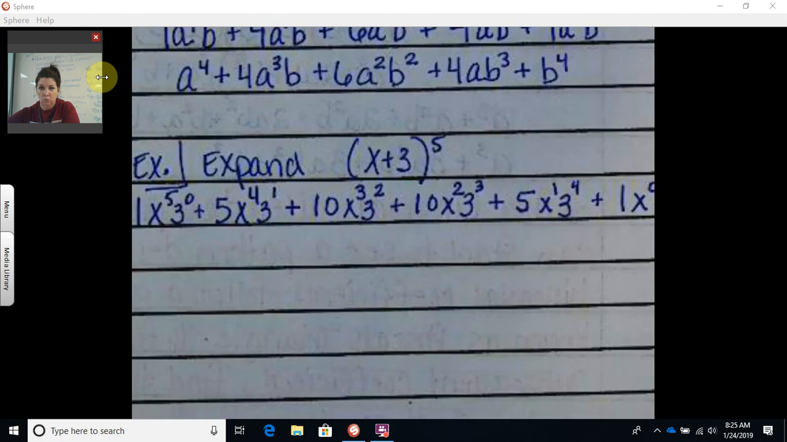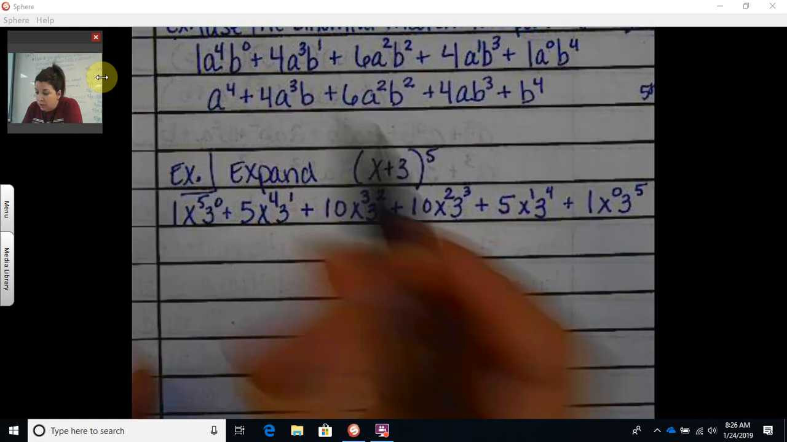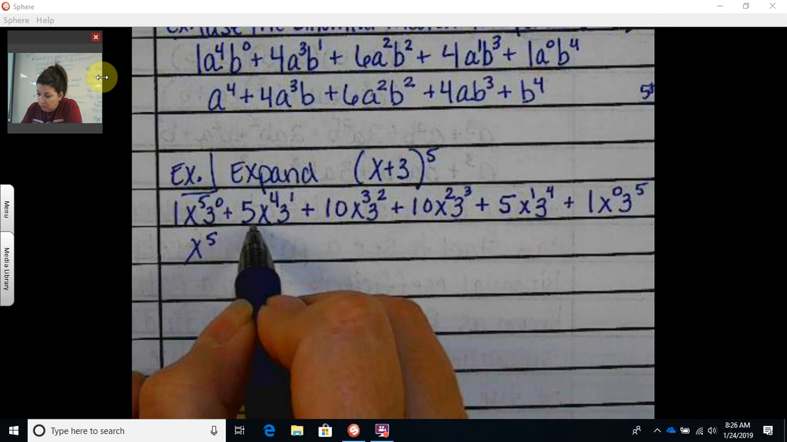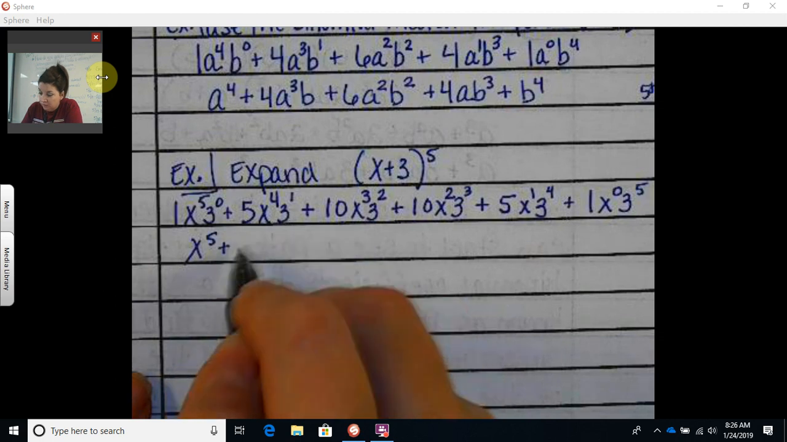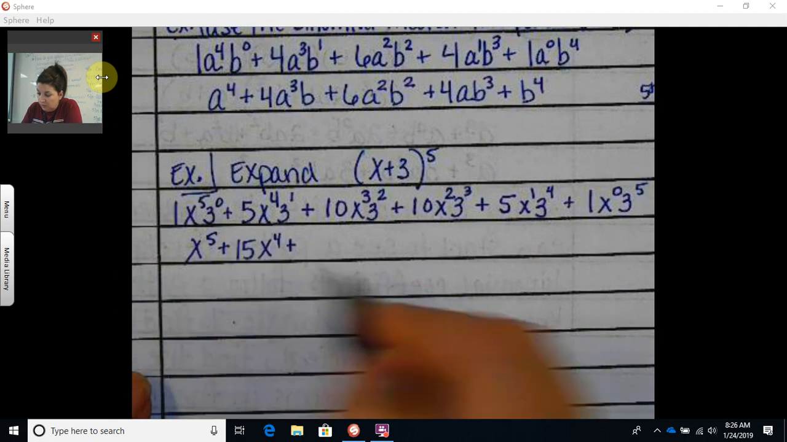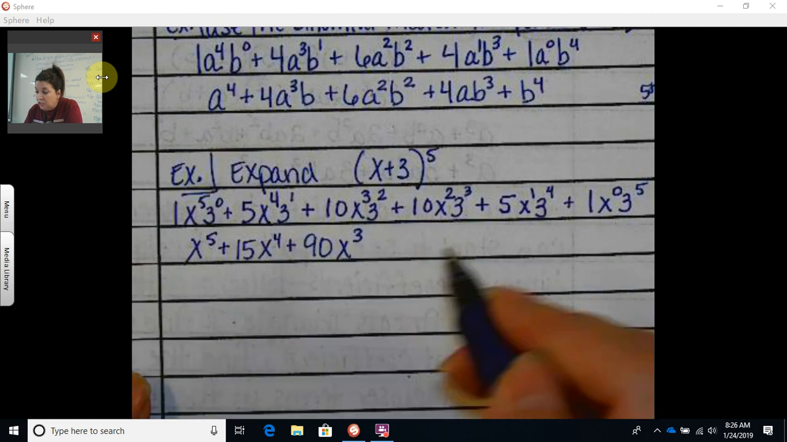Whoa, whoa, whoa. Okay, do you think I'm going to be able to leave it as 3 squared and 3 cubed and 3 to the fourth? No. Okay, so let's clean this up. 1 times x to the fifth times 3 to the 0 is what? Just x to the fifth. All right, so here we have 5 and 3 to the first. What is 3 to the first? And I can multiply these two together, right? Because it's going to be a coefficient. So that would be what? 15x to the fourth. Plus 3 squared is 9 times the 10 gives me 90x cubed.